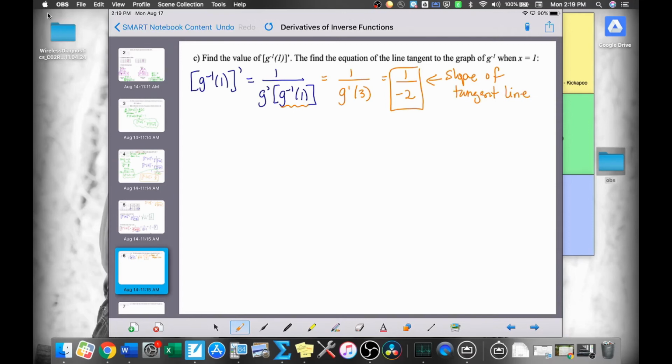Okay, then the next thing is I need to find my point. Well, I know that it's when x is 1. So what is the value of g inverse when x is 1? The value is 3. So that means that (1, 3) is my point of tangency.